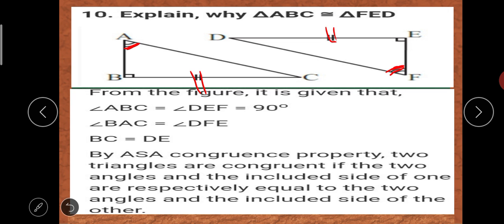So what we say is that this has two angles and one side. So by the property of angle side angle, two triangles are congruent if two angles and the included side of one are respectively equal to the corresponding angles and side of the other. So here we are using the congruence property of angle side angle.